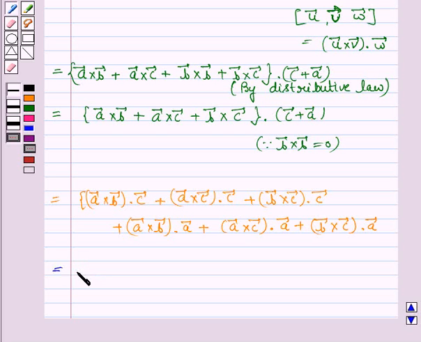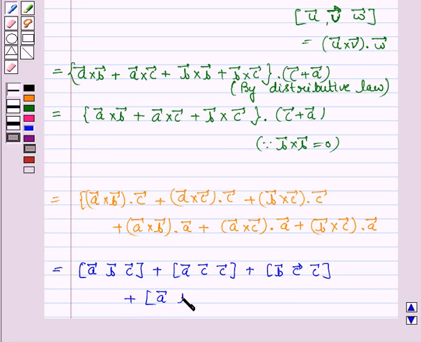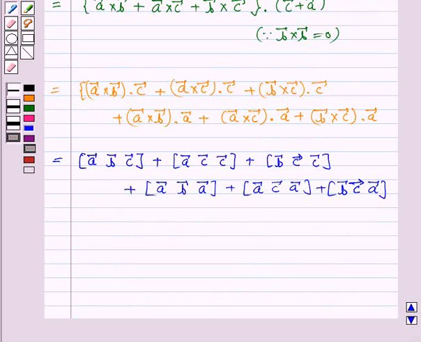Now this can be written as the scalar triple product of vector A, vector B, vector C, and this is the scalar triple product of vector A, vector C, vector C. And this is the scalar triple product of vector B, vector C, vector C. And this is the scalar triple product of vector A, vector B, vector A, plus vector A, vector C, vector A. And this is the scalar triple product of vector B, vector C, vector A. Now we know that the scalar triple product, when any two vectors are equal, is 0. So this will be 0, this will be 0, this will be 0, and this will also be 0.